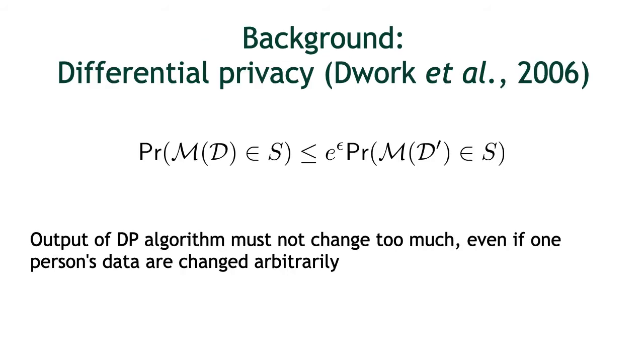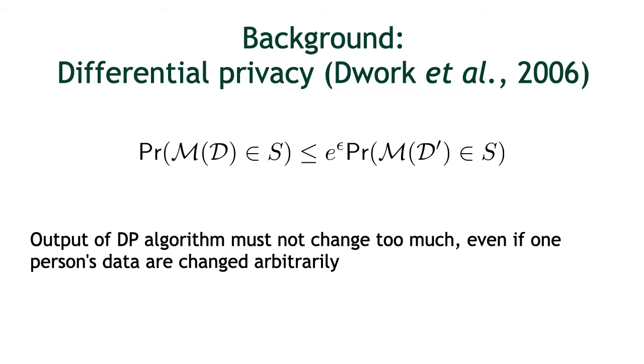The second component is differential privacy, which is this nice mathematical definition of privacy. Looking at the definition, we have some random algorithm M, depending on input data D, giving some output S. And what the definition says is that if instead of data D, we had used slightly different data D prime, then the probability of seeing the same output is almost the same.